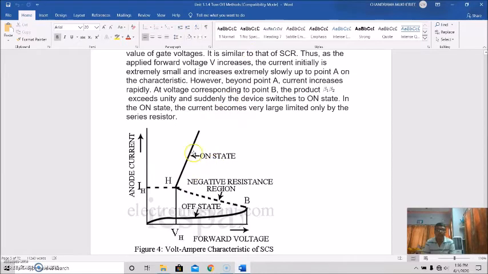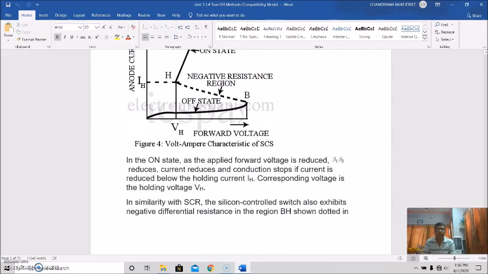So in the on state, the current becomes very large, and it can be limited only by using the series resistor V2. Now, as the applied forward voltage is reduced, this product beta 1 and beta 2 reduces, and current reduces, and conduction stops if the current is reduced below this holding current IH. The forward voltage corresponding to this current is VH, known as the holding voltage.